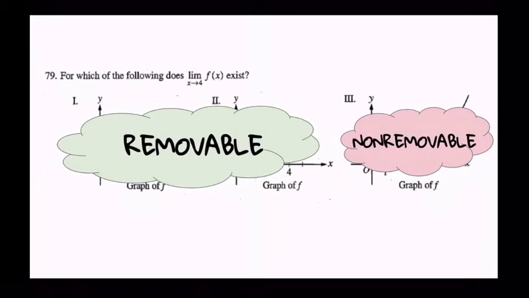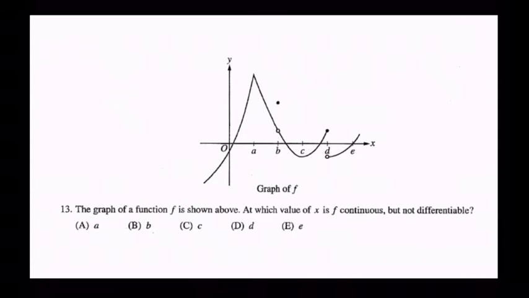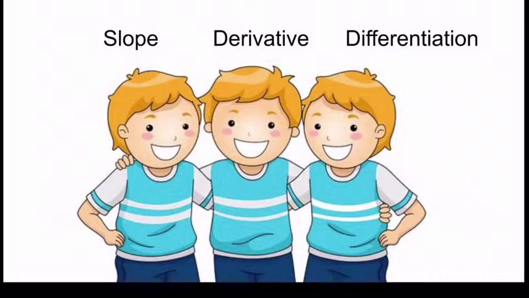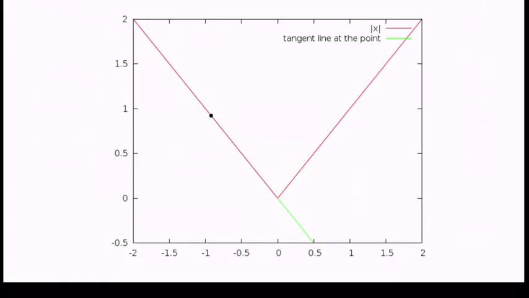So now that we know this, and we go back to the problem, the only letters that don't have this empty point are A, C, and E. But now the question is asking, where is it not differentiable? Well, what does that mean? Well, differentiation is synonymous to your derivative and also your slope. They're triplets because they literally all have the same meaning. So to not be differentiable just means to have an undefined slope at a point.